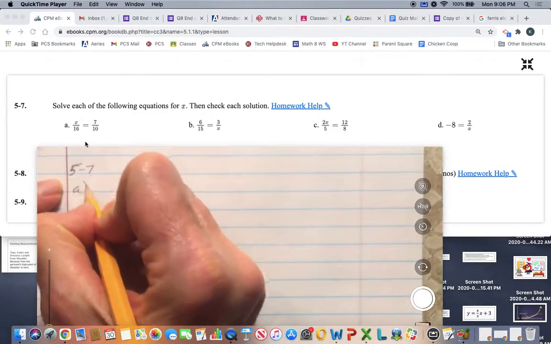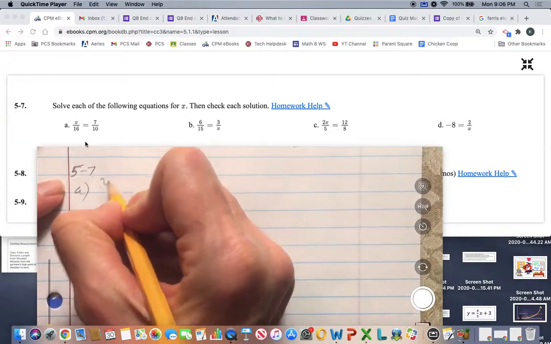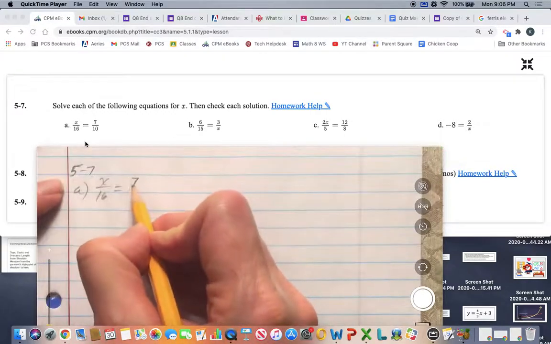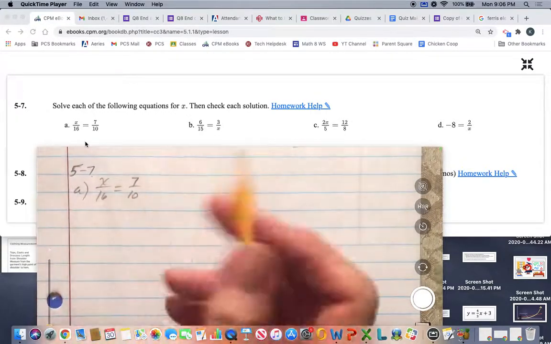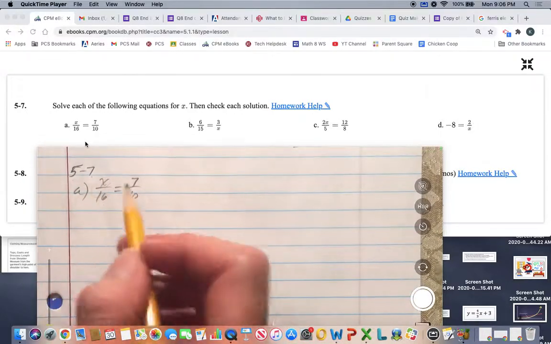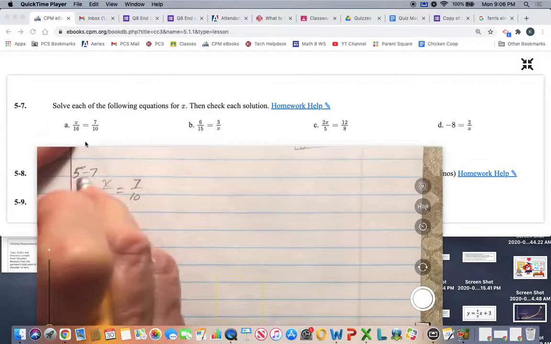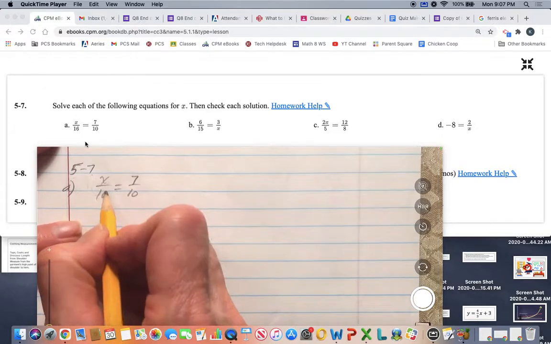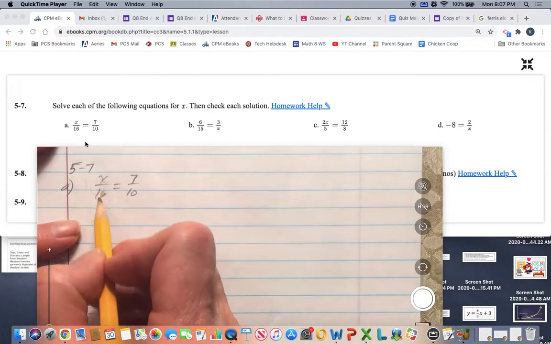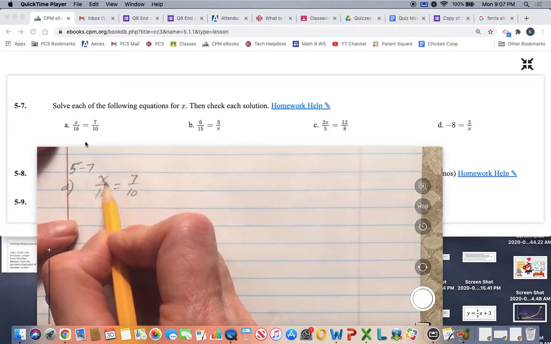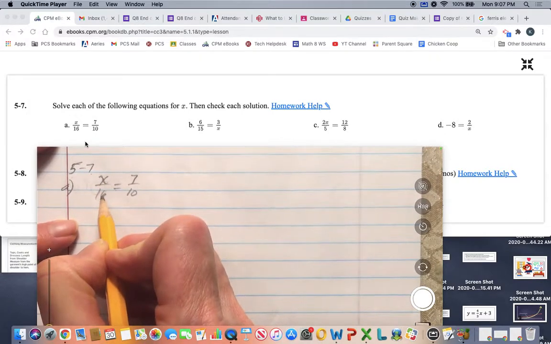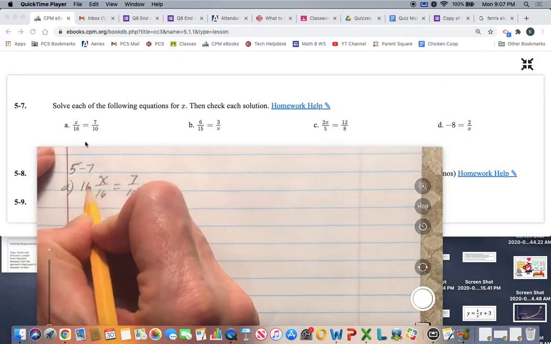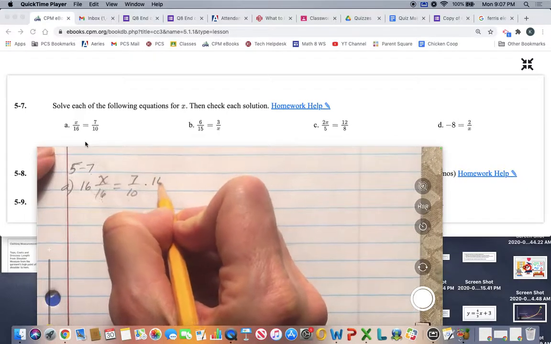All right, so let's look at problem A, and that is x over 16 is equal to 7 over 10. And usually what we like to do, so we're solving for x, and in this case it's pretty simple. We are going to get x by itself. And so the best way to do that in this case is x is being divided by 16. And so to undo the division, we will multiply by 16 on both sides.